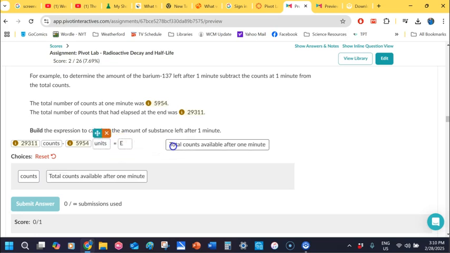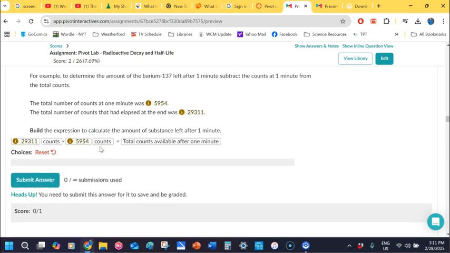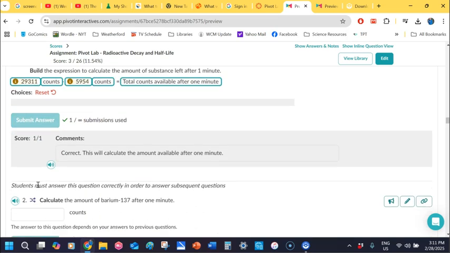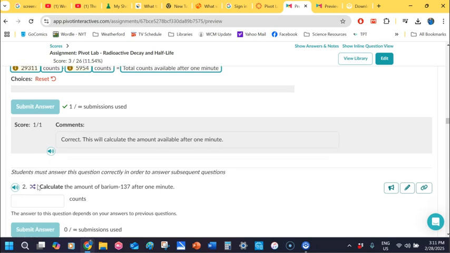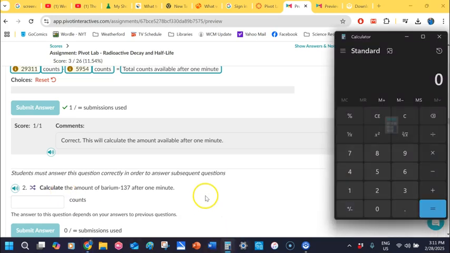Sorry, I did that wrong. Total counts minus that will tell how many are left after 1 minute because we've used up that many of them. And these, of course, will be counts. All right, so if we do that, then we submit that, and it will tell us, yes, that is correct. It will not tell you the correct answer, okay? So it will tell you you need to calculate it. So you might also want to have a calculator handy. I have one down here on my bottom that's pretty handy. And then you will actually do this formula.